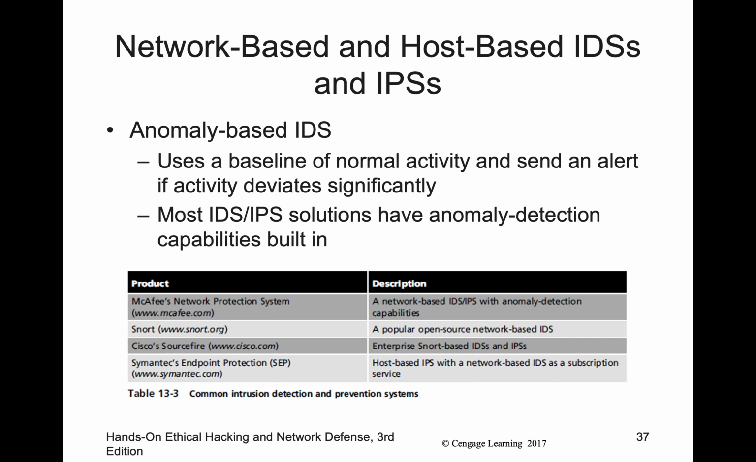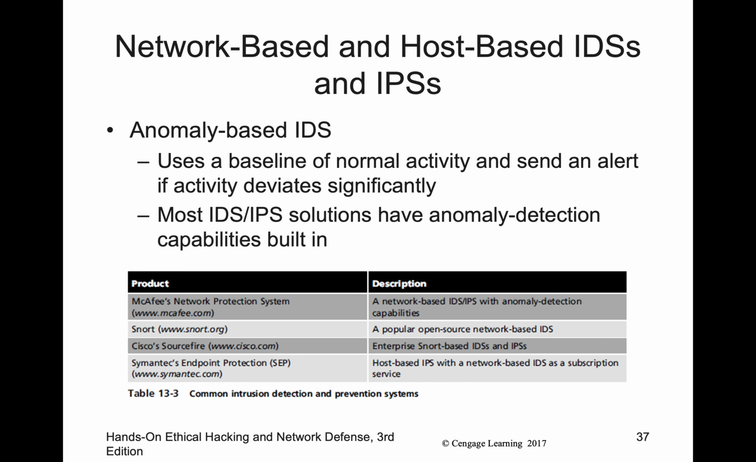The anomaly-based IDS uses a baseline of normal activity and sends an alert if the activity deviates from that normal activity baseline. Most IDS and IPS solutions have anomaly detection capabilities.